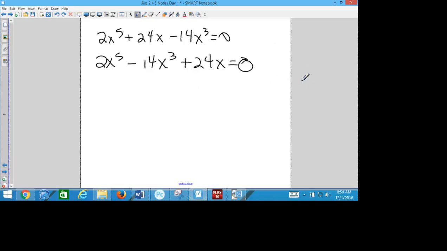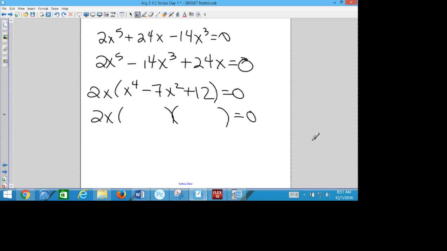Okay, what do we do? GCF. Check for GCF every time. There is 2x. You have x to the 4th minus 7x squared plus 12. We have a trinomial left. We're going to factor that by guess and check. x squared and x squared. What are the signs going to be? They're both going to be minus. One's going to be 3, one's going to be 4.